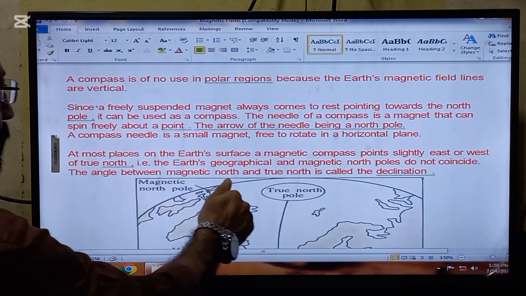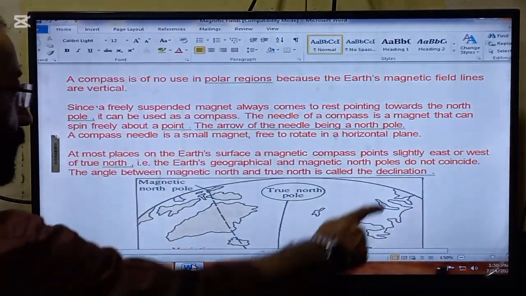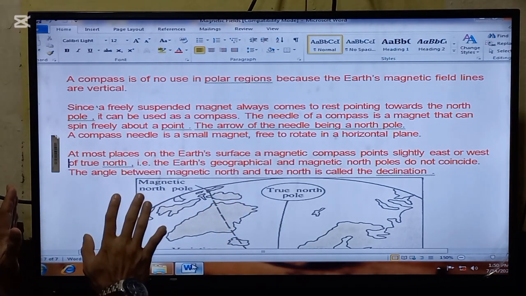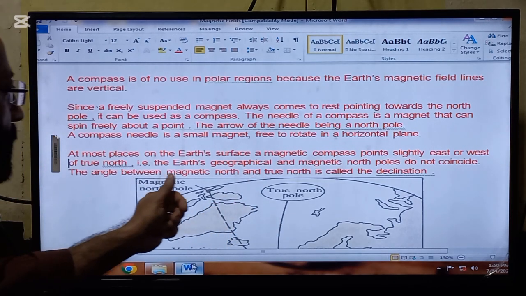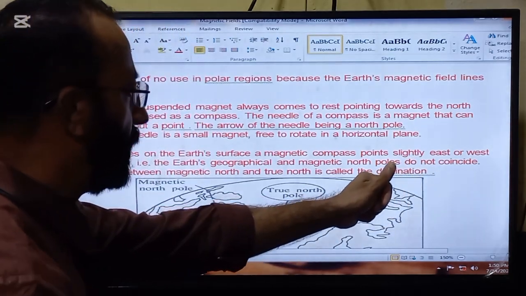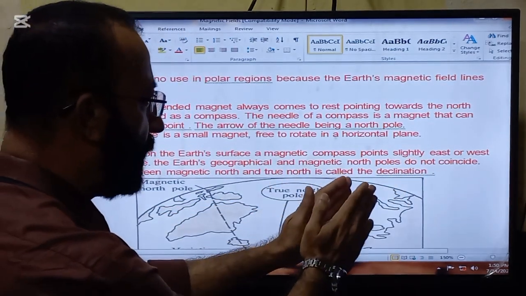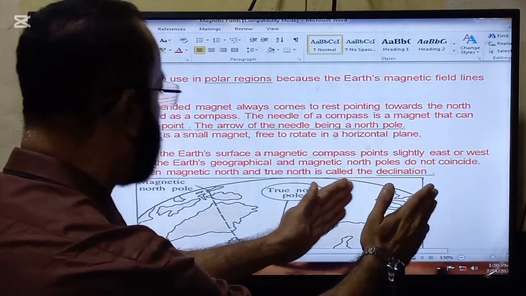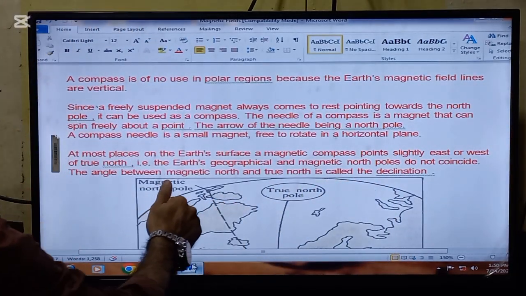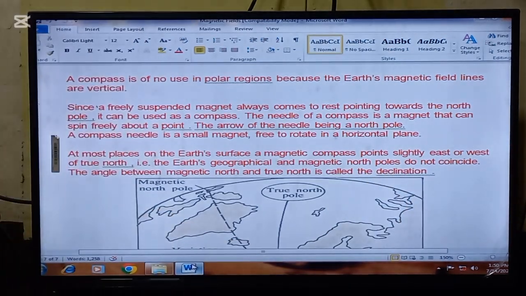That is, the Earth's geographical and magnetic north poles do not coincide. So this is the reason that at most places of the Earth's surface, a magnetic compass points slightly east or west, not exactly in the north direction. It slightly points towards east or towards west because the Earth's geographical and magnetic north poles do not coincide.